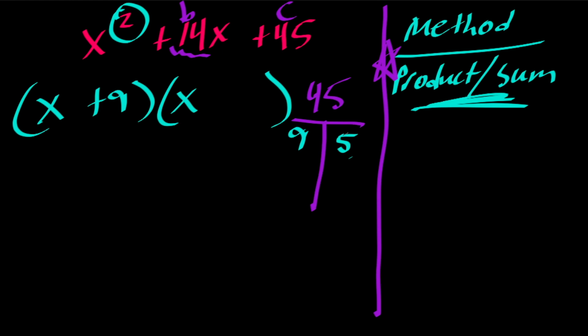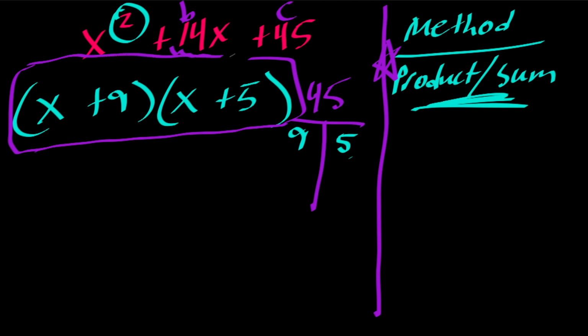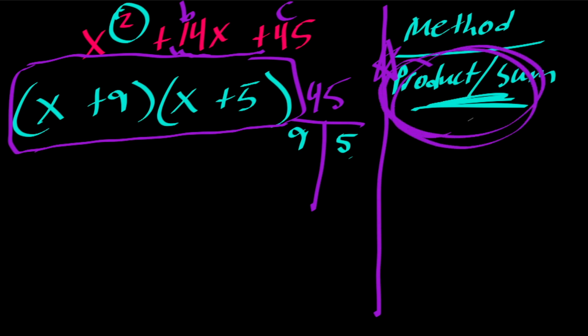And if it's a positive 5, you're going to say plus 5 in our parentheses. Now, here's why some people call this reverse FOIL. If you were to multiply this back out from here, you would end up with x squared plus 14x plus 45. If you don't believe me, you can do it. You can FOIL this out, and you will end up with x squared plus 14x plus 45. So once again, the product sum method will always end up happening that way.